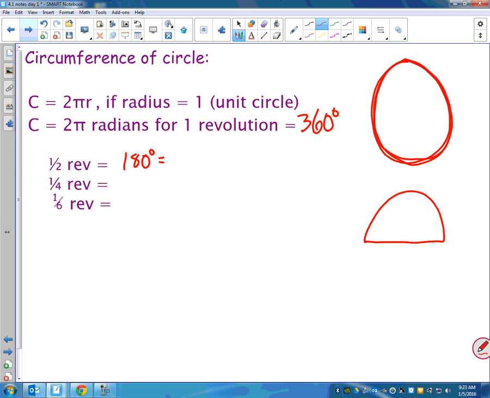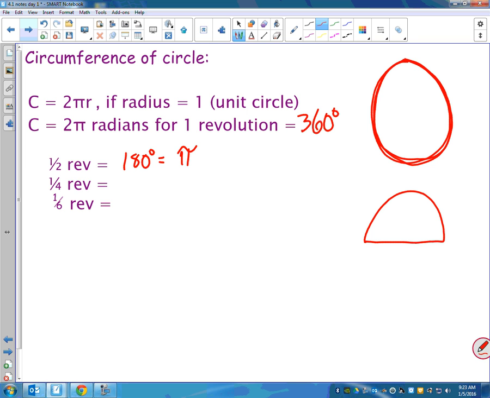1 pi. Our pi radians. Another side note: for degrees, you put the degree symbol on it. For radians, you don't have to write the word radians after it, because if there's no degree symbol, then we know you're talking about radians. If you want to write radians today, you can. Get used to it.